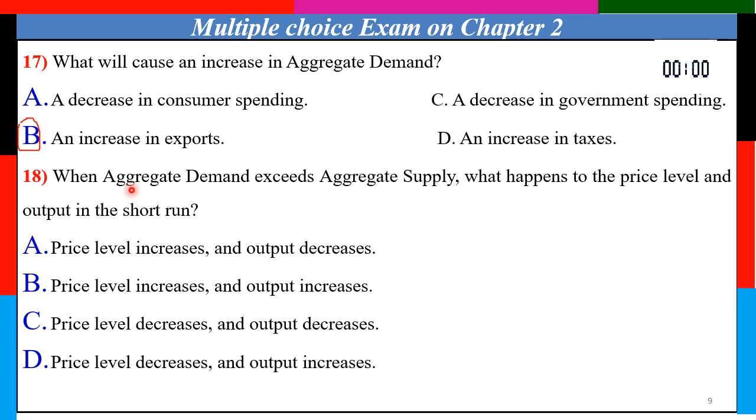Question number 18. When the aggregate demand exceeds aggregate supply, what happens to the price level and output in the short run? A. Price level increase and output decrease. B. Price level increase, output increase. C. Price level decrease, output decrease. D. Price level decrease and output increase.